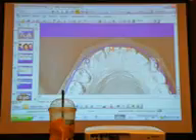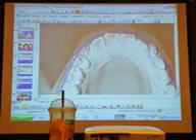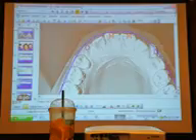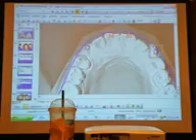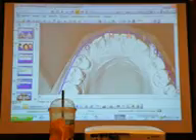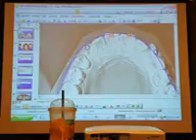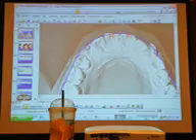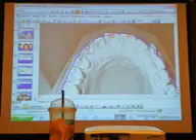Okay. And now, if we would be very, very, very picky, this one has a mesial rotation. Okay. And no rotation. And this one has a distal rotation. Okay.